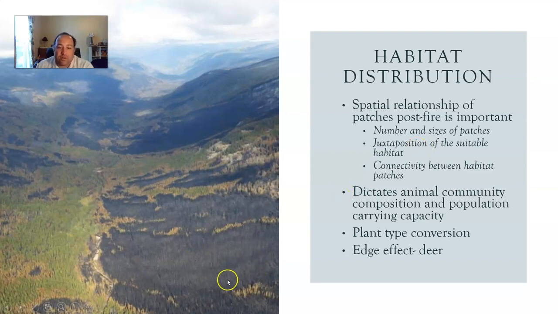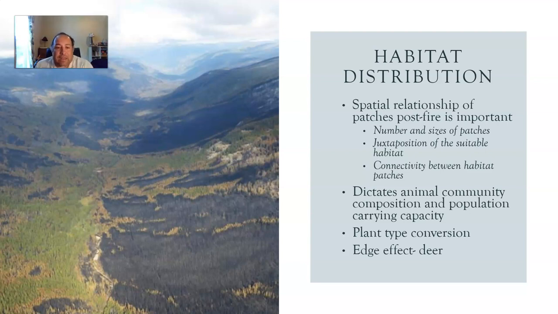Is it just hugely burned area next to hugely burned area next to hugely burned area? Well, no, we've got a burned area, but then a little bit of habitat, burned area, a little bit of habitat, burned area, good amount of habitat. So it's not just all burned or some burned and some not. We've got a little mixture of both happening.